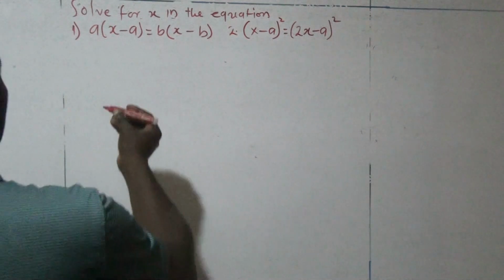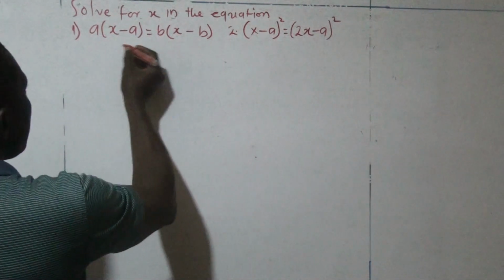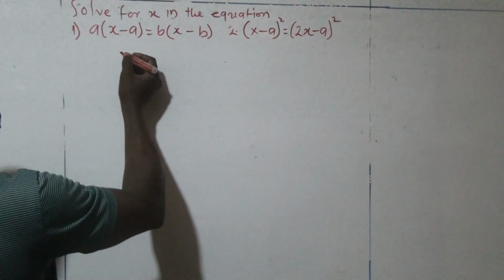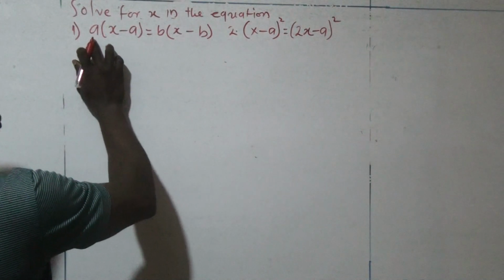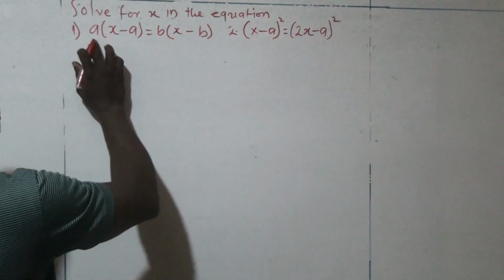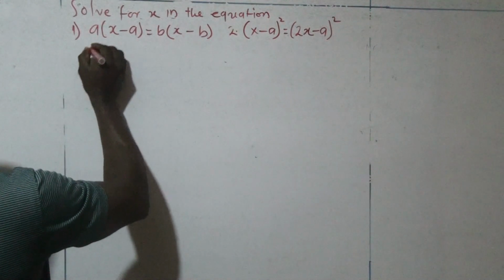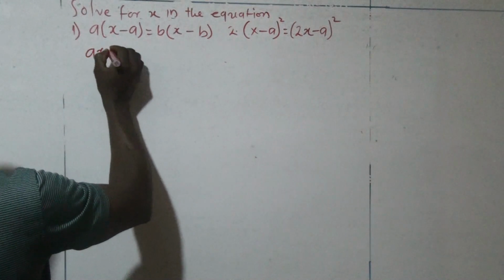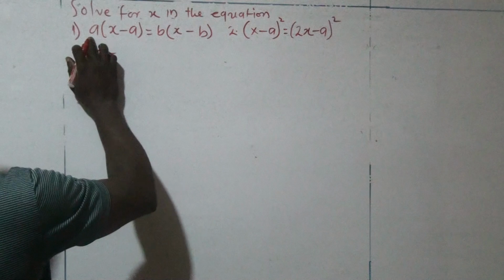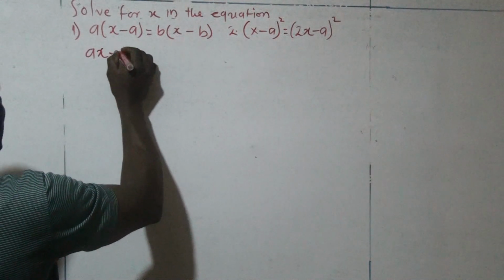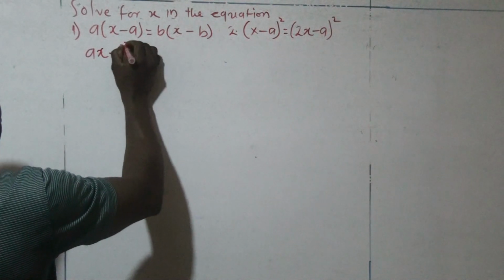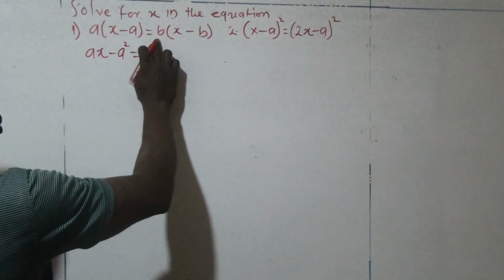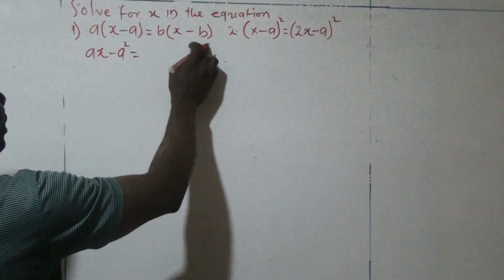Now from the left hand side here, we have a into x minus a. We multiply through by the coefficient, which is a here. This becomes a times x, that will give us ax. Here we have minus a times a, that will give us a squared, a raised to the power of 2. On the right hand side, we have b into x minus b.